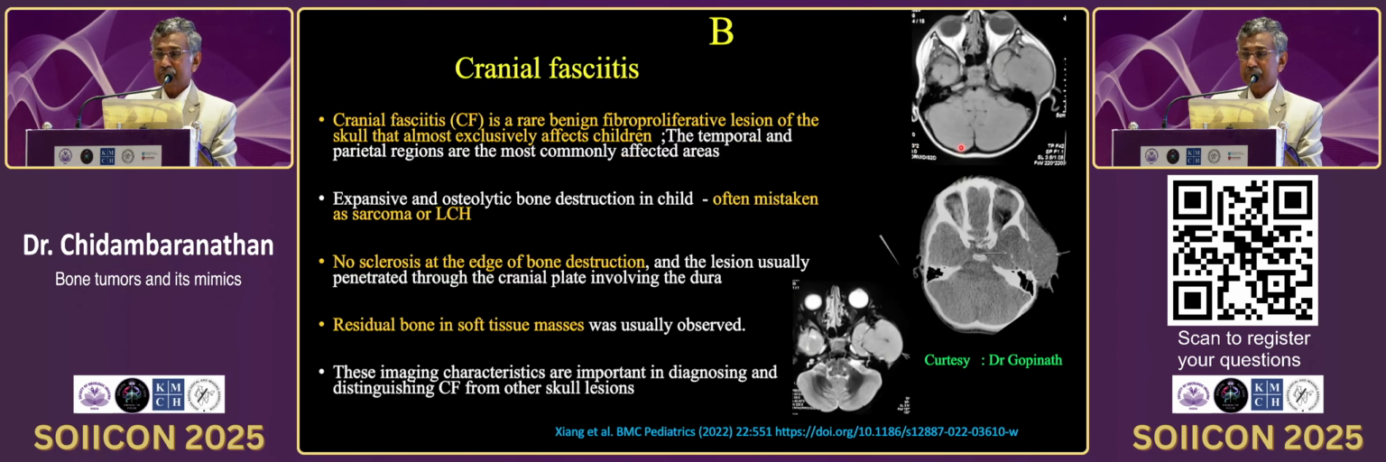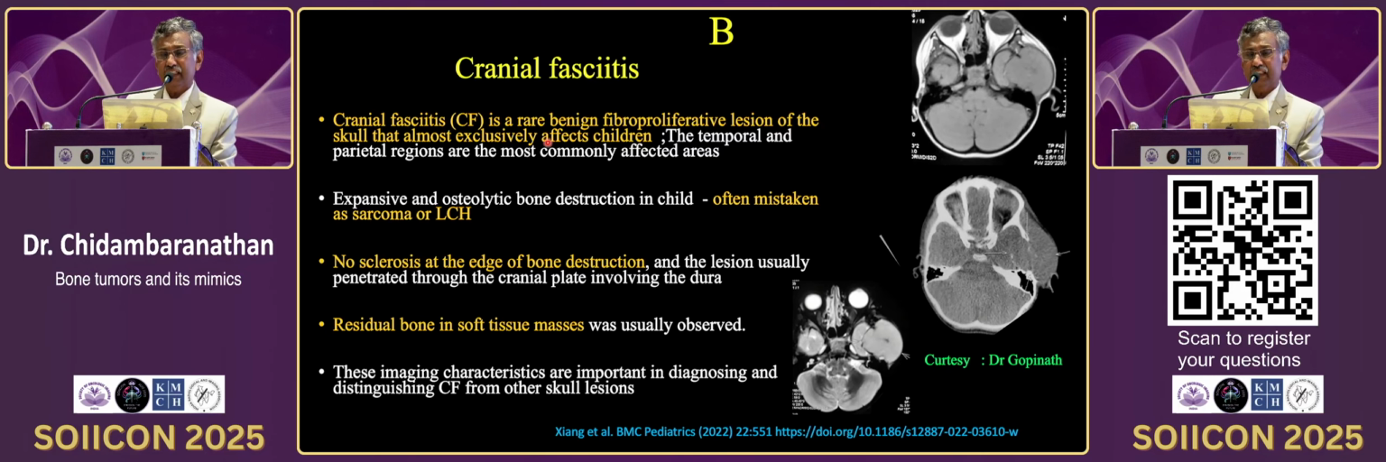B. A large expanding lesion with soft tissue that is often mistaken as LCH, which can have restriction and close margin. But the important aspect is that in the cranial plate a residual bone will be seen with a large soft tissue component. Thanks to Gopinath for giving the case. This turned out to be cranial fasciitis.